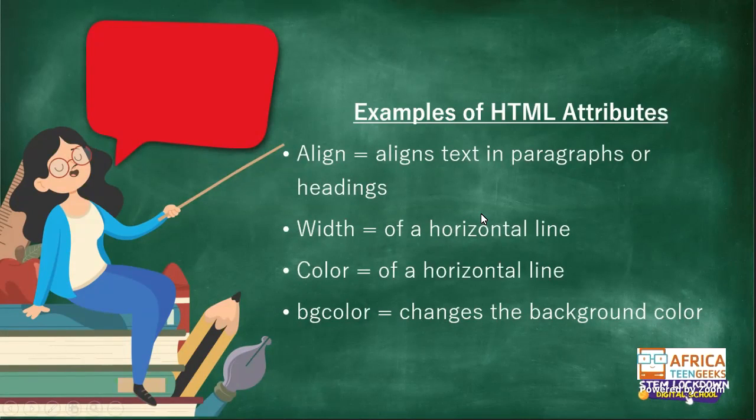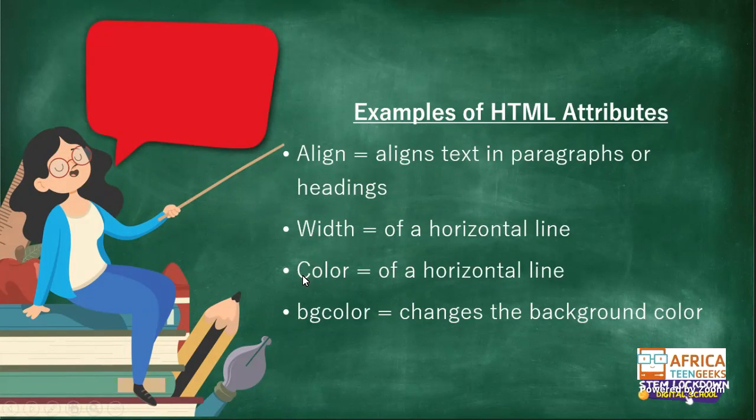Okay, so some of the examples to look at when looking at your HTML attributes: we get an attribute known as align, and as you can imagine, that deals with alignment. It aligns text in paragraphs, or we can align headings as well. We also get width, and the width can be used when creating a horizontal line or when inserting an image. We haven't really got to images yet. We'll have a look at images tomorrow.